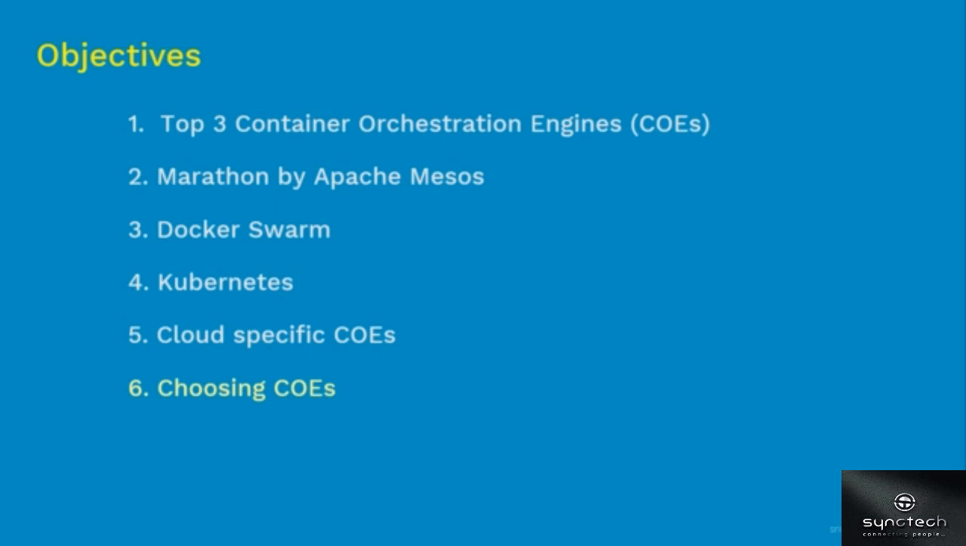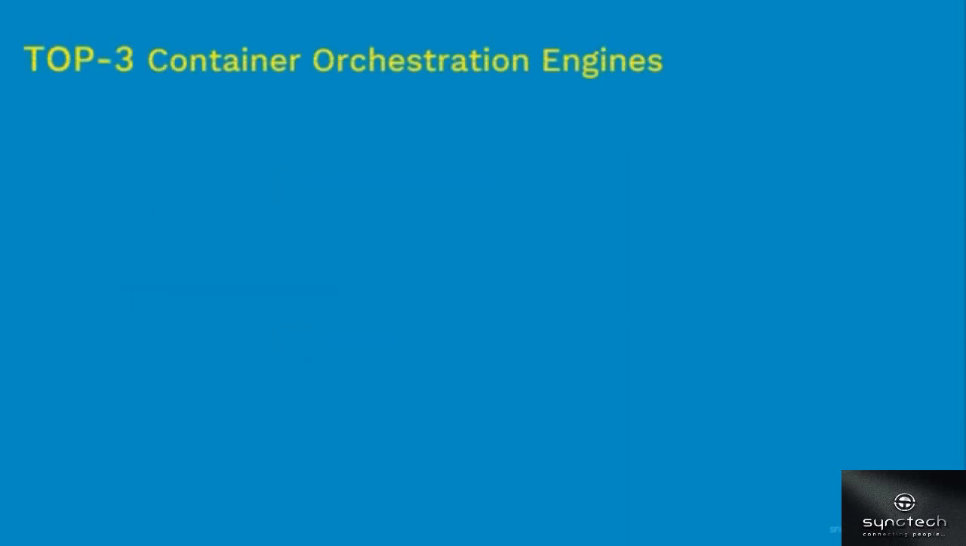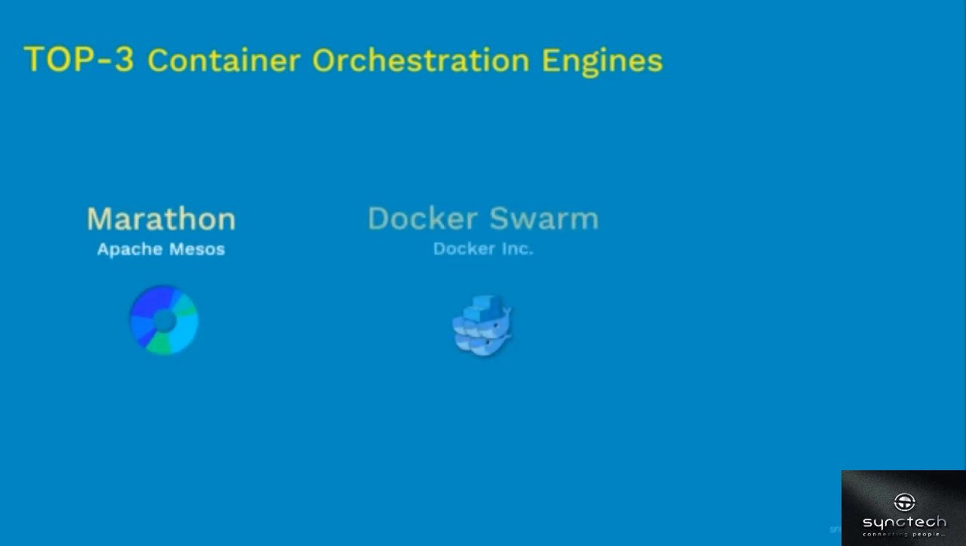Now let's get started with our first topic: what are the top 3 container orchestration engines? The top 3 container orchestration engines that we're going to discuss in this video are Marathon from Apache Mesos, Docker Swarm from Docker Inc., and finally, the gold standard of container orchestration engines, which is Kubernetes. First, let's get started with Marathon from Apache Mesos in the next slide.